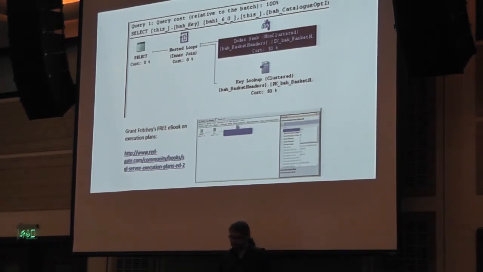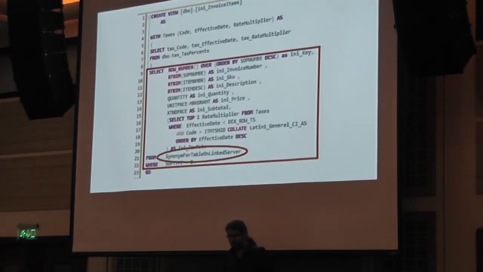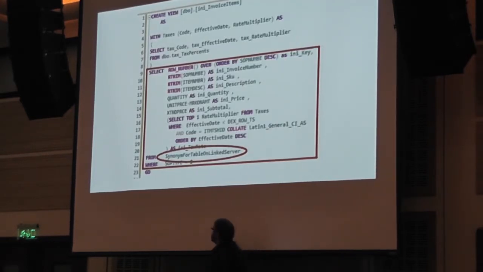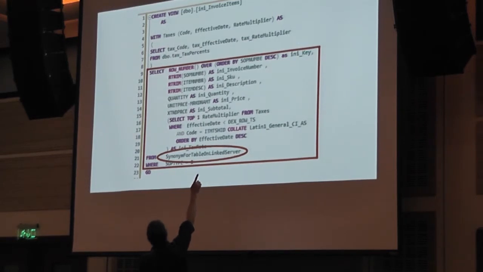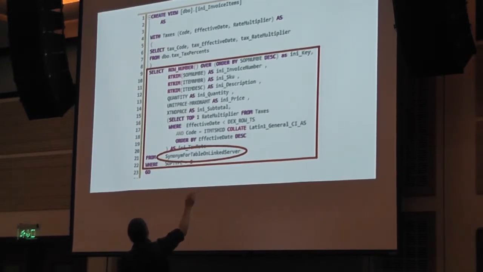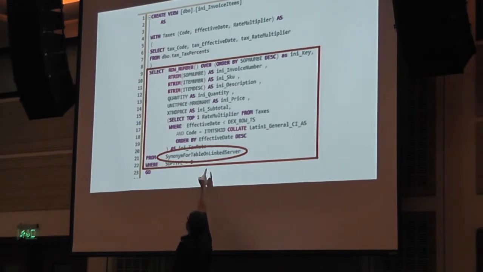Okay, so let's dig into this a little further. So as I said, that query was a query against the view. This is the view definition here. Now, a bit manky, but it's okay. It's not outrageous. It's just a CTE. The key point being this here at the bottom. I've changed the name again, but that's a synonym for a table on the linked server.